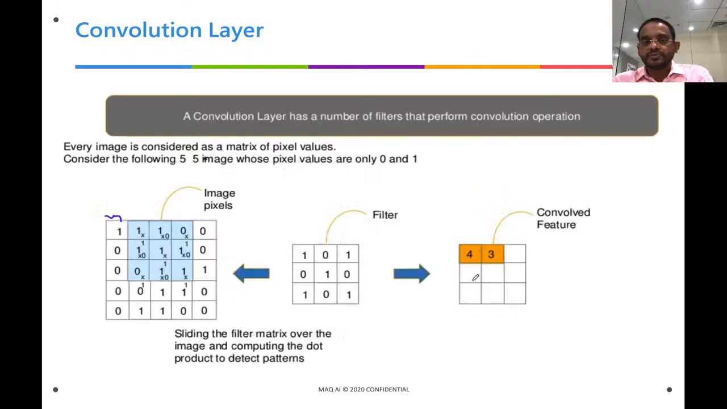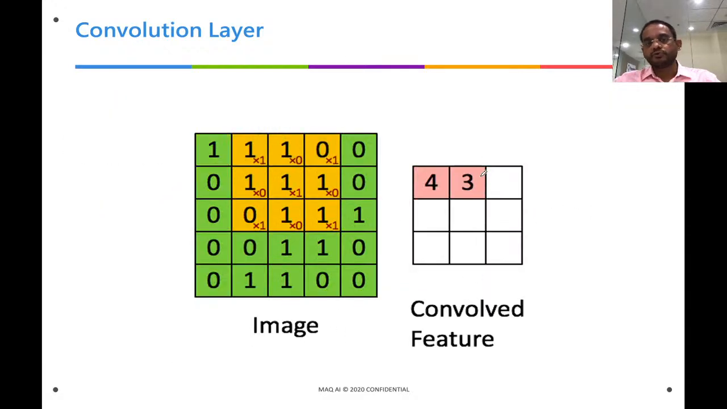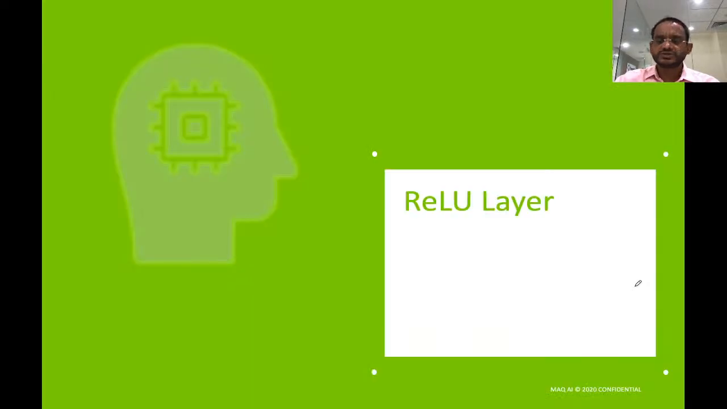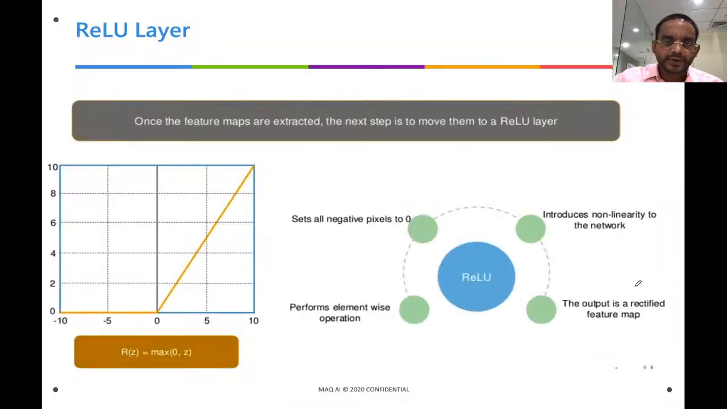So all of them you get to see. So first one 4, then second one 3. So like this, it is all transitioning into the new details. Now we have completed one step, which is the convolved layer.